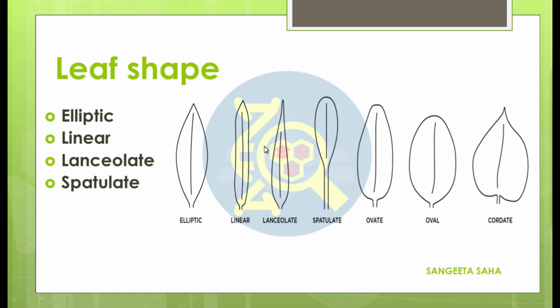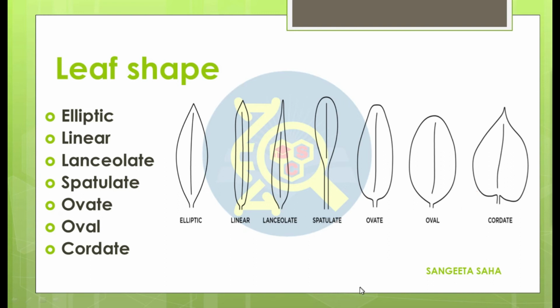Next, coming to ovate. Here, the leaves are somewhat egg-shaped, lacking a pointed tip. Next is cordate. As you can see in the diagram here, it is somewhat heart-shaped.